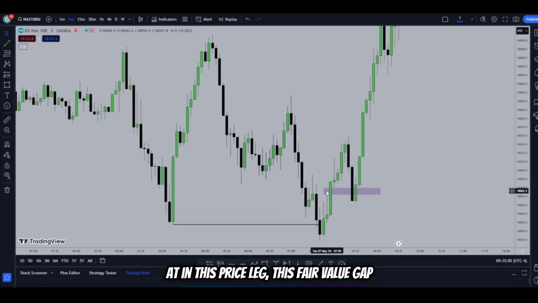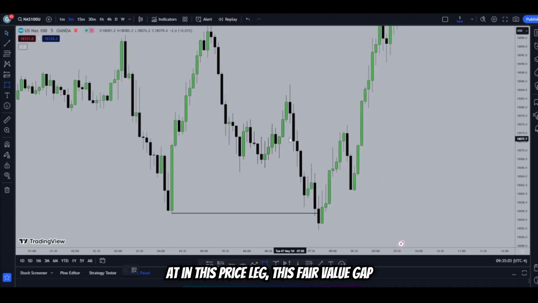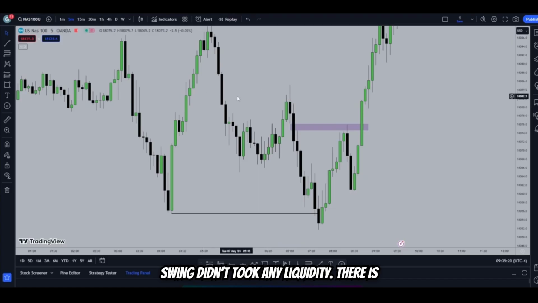But if you look at this price leg, this fair value gap over here gave a rejection, but it didn't work. Price went up and took all the stop losses above the structural high. Why doesn't this fair value gap work? Because this swing didn't take any liquidity. There is no liquidity over here.